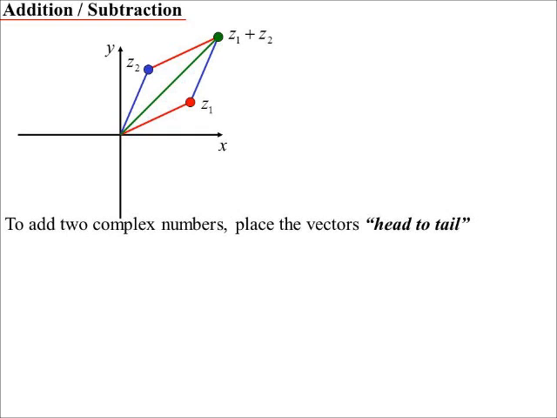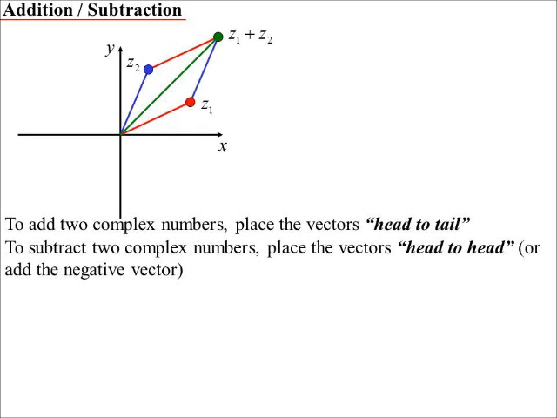Right? To subtract, instead of placing head to tail, go head to head, because now what you're really doing is adding the negative vector. Remember how I said if you read it the other way, it becomes negative. So that would be Z1 minus Z2. I've slid the blue vector, but instead of placing the tail on Z1, I've placed the head on Z1. And I end up with Z1 minus Z2. So the black vector is Z1 minus Z2. And it doesn't matter where I put that black vector, it's always Z1 minus Z2.